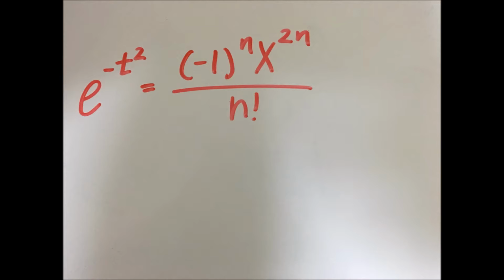The power series representation of e to the negative t squared is as shown. This is from part A of the problem. We can substitute x in place of the t since we will be taking the integral of this power series with respect to x soon.